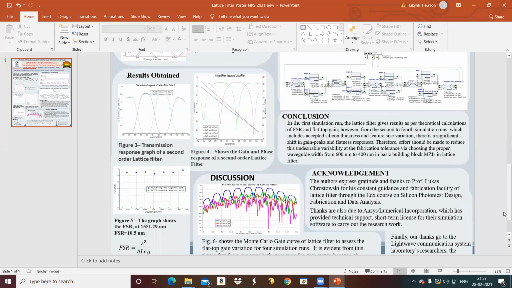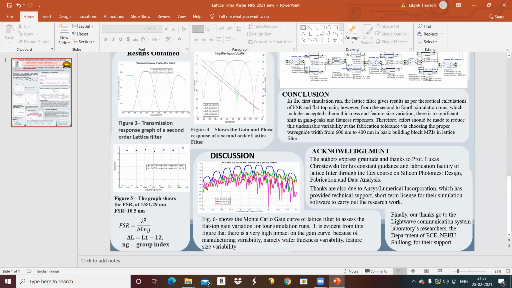We also have a look at the FSR graph, or the free spectral range. FSR stands for free spectral range. From this graph, we can see that at different values of lambda, we get different peak values of FSR, which means that FSR is wavelength dependent. FSR is defined by lambda square by delta L Ng. So delta L is equal to L1 minus L2, that is the difference between the two arms of the Mach-Zehnder interferometer, and Ng is the group index.